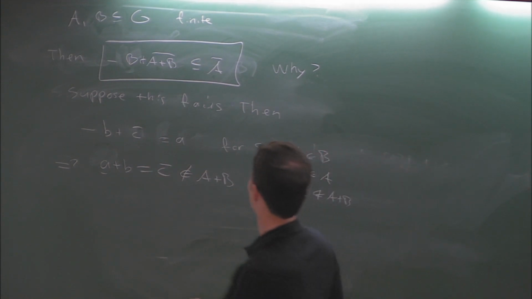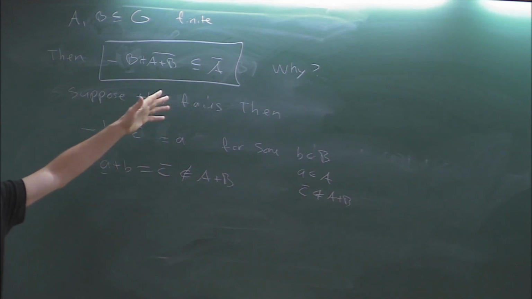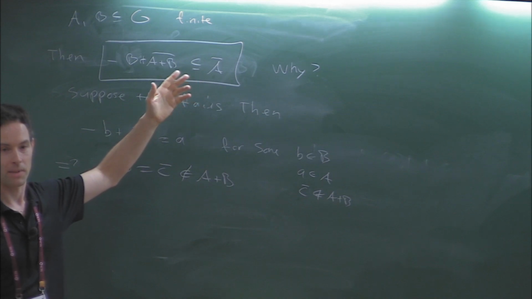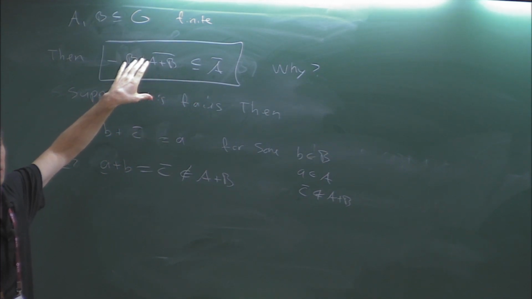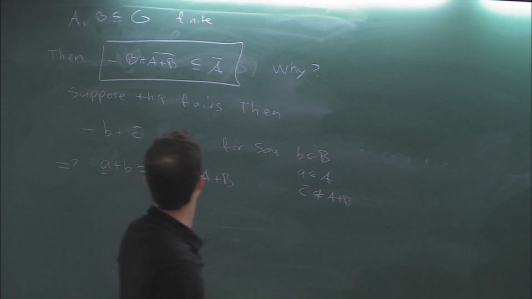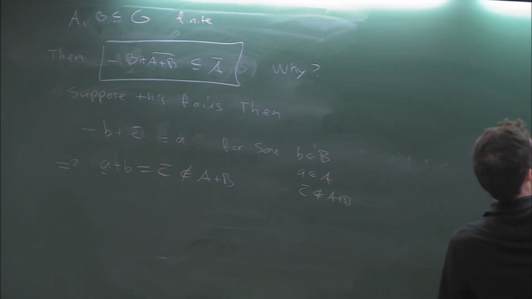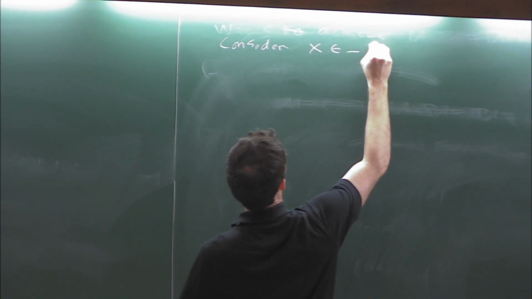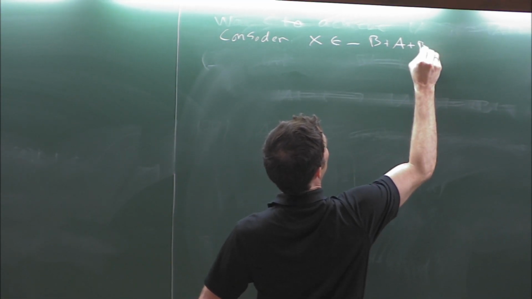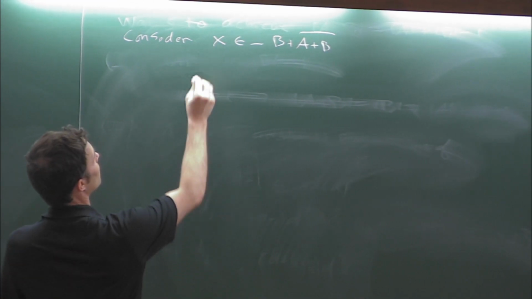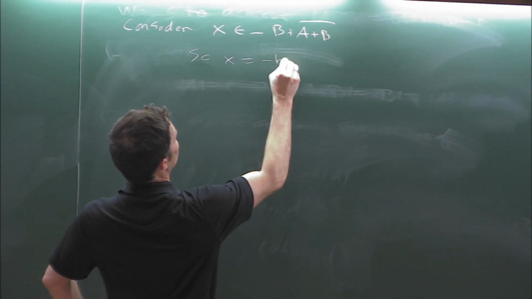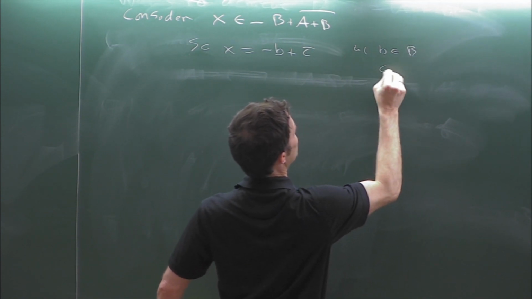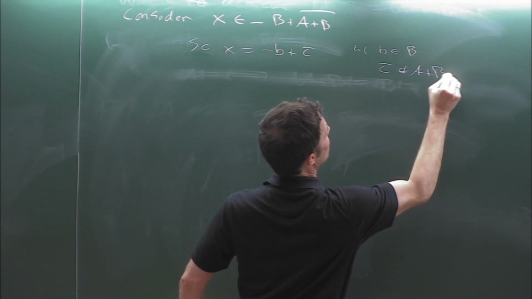Now let's look at this set over here, because we want to understand when equality holds, and this is a subset equal here. Sometimes it holds with equality, sometimes it doesn't. What does this set on the left side really mean? So let's consider x in negative B plus the complement of A plus B. So x equals negative b plus c bar with b inside B and c bar not inside A plus B.